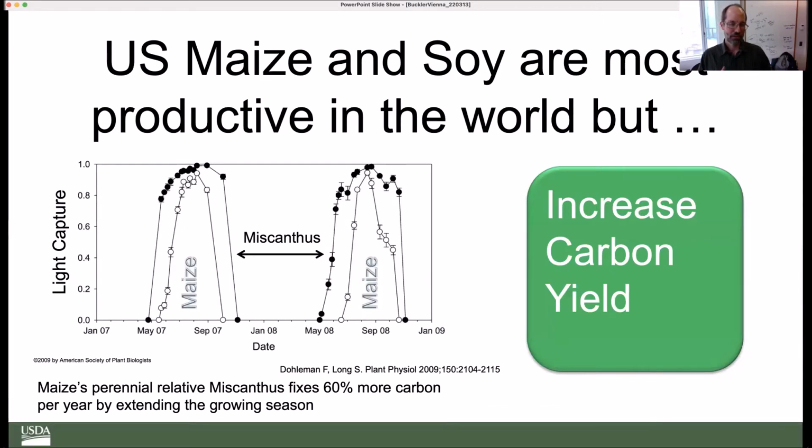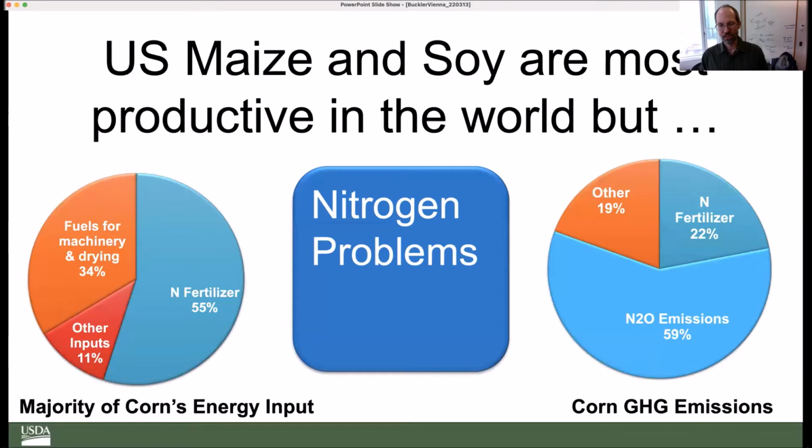The second area is that we're in a period now where we absolutely need our plants to capture as much carbon as they possibly can, and be as efficient as they possibly can per unit area. We've known for several decades how much more productive in terms of fixing carbon perennials can be, such as miscanthus. They can fix 60% more carbon per year than even a really efficient crop like maize. And then finally, the other really big issue out there is these nitrogen problems. Over half of corn's energy input has to do with its fertilizer, and over 80% of its greenhouse gas emissions have to do with nitrogen, either nitrous oxide emissions or nitrogen fertilizer.